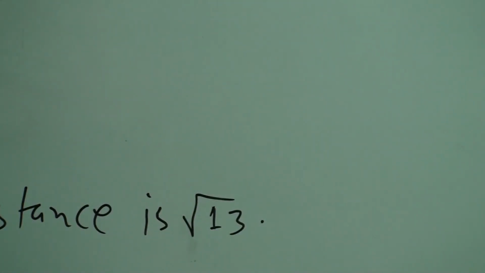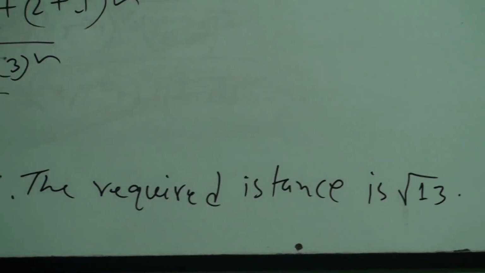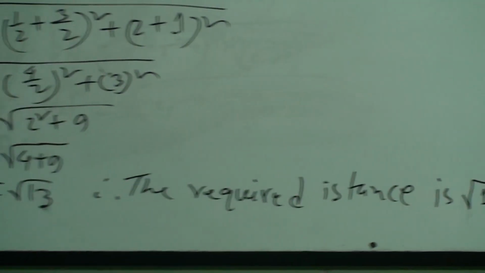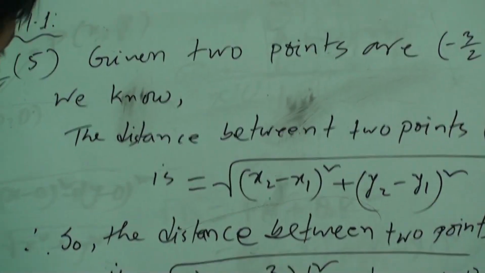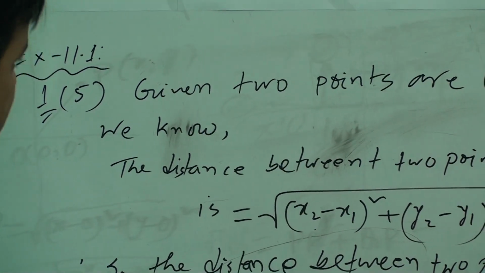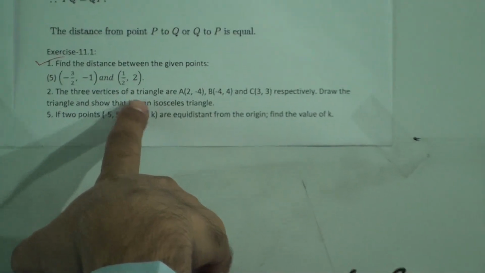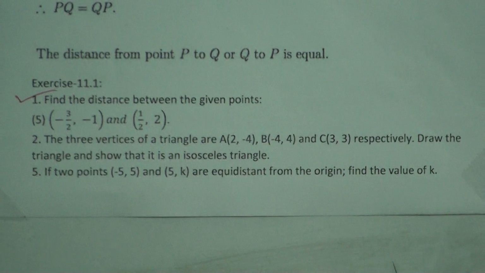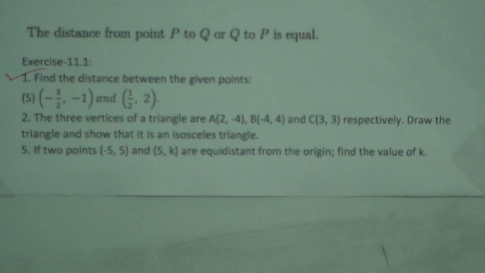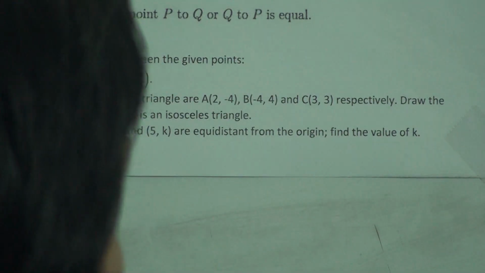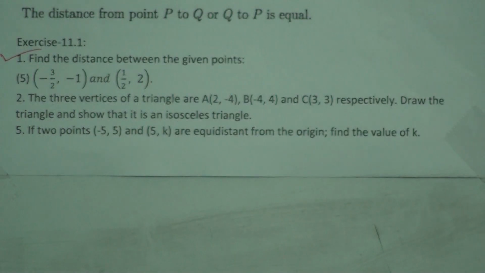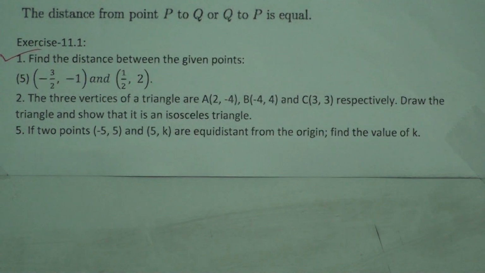Okay dear students, so I have solved the first question. Now I will solve question 2. See the question at first. The three vertices of a triangle are A (2, -4), B (-4, 4) and C (3, 3) respectively. Draw the triangle and show that it is an isosceles triangle.